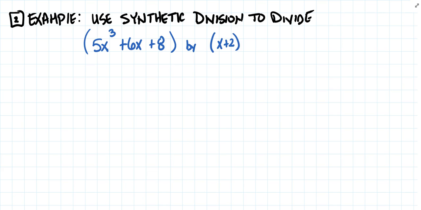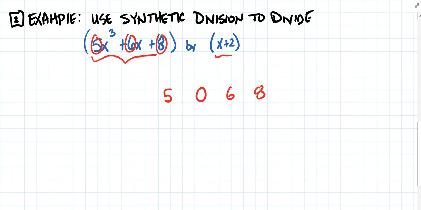Okay, here's box 2. Let's do an example together. I'll show you the setup. So I have this polynomial, 5x to the third plus 6x plus 8 divided by x plus 2. All right. So let's take a look at the setup. We want to take all the coefficients of my dividend. So I'm going to take a 5. Notice I don't have an x squared term, so I need to put in a placeholder for an x squared term. So I have a 5, I have 0x squared, I have a 6 from my coefficient right there, and then I have an 8 for my constant term on the end.